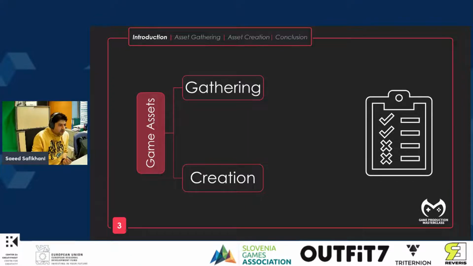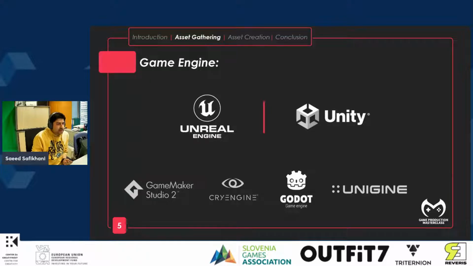For the first part, asset gathering, the important point is you should think about which tool or which game engine you're using at the starting point. The two famous ones are Unreal Engine and Unity. Both of them have almost the same approach to assets, but the stores that they use to provide their original assets are different. Also, there are other game engines like Unigine that recently became free also for communities, and it has good options, but not as big as the other two.